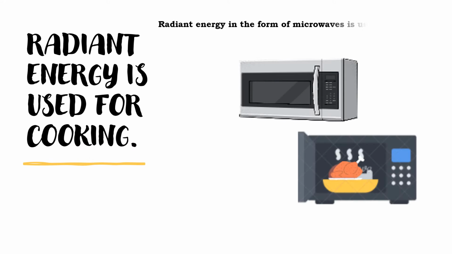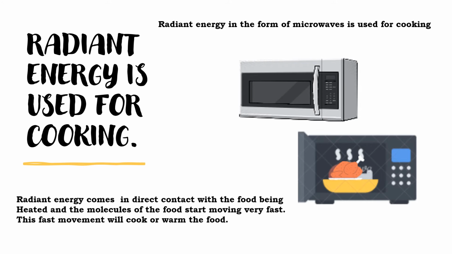Radiant energy is also used for cooking. So, radiant energy in the form of microwaves is used for cooking. Radiant energy comes in direct contact with the food being heated and the molecules of the food start moving very fast. This fast movement will cook or warm the food.